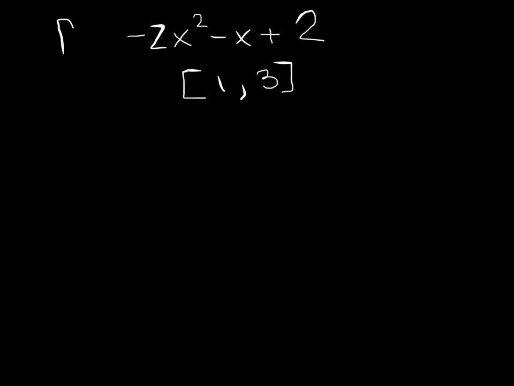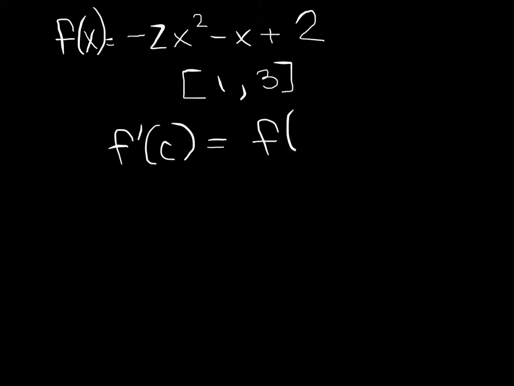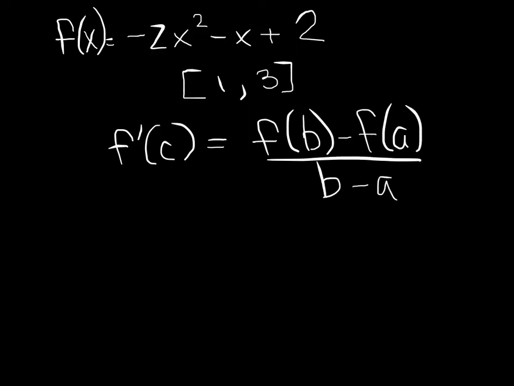So you have this function, negative 2x squared minus x plus 2 on the interval 1 to 3. Now the mean value theorem says that there exists a point c such that the derivative of the function at c is equal to the average rate of change of a function, f of b minus f of a all over b minus a. So for this problem, the derivative of the function is negative 4x minus 1, okay, is set equal to the slope of that function.